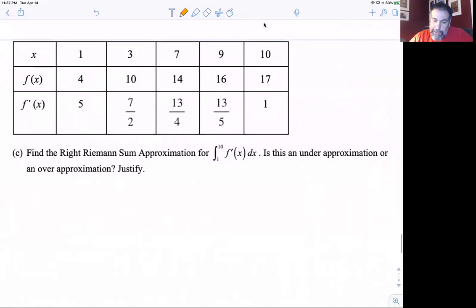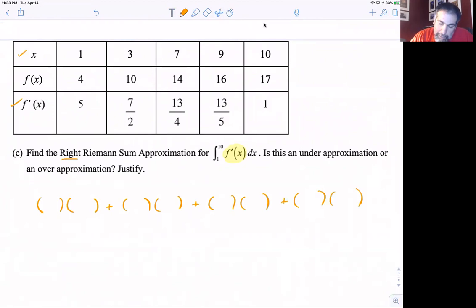The next question I want to answer is find the right-hand Riemann sum, but this time pay attention. This is actually saying for f prime of x. So the right-hand Riemann sum for f prime of x, again, we've got the information in the table, but we just got to look at the right ones. We're going to keep our x values, but we're going to be using f prime of x this time. So again, we're going to do right-hand Riemann sum. We're going to have 4 rectangles. So base times height plus base times height plus base times height plus base times height.